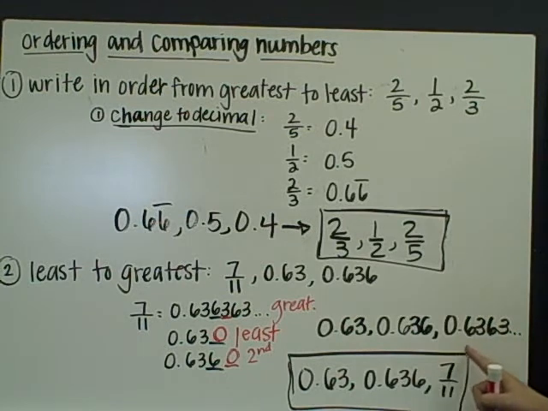So we rewrite these: 0.63, 0.636, and 0.6363, and it continues to go on. I rewrite this from the original, so our answer: our least, or our smallest number, is 0.63, our middle is 0.636, and our largest number is 7/11.